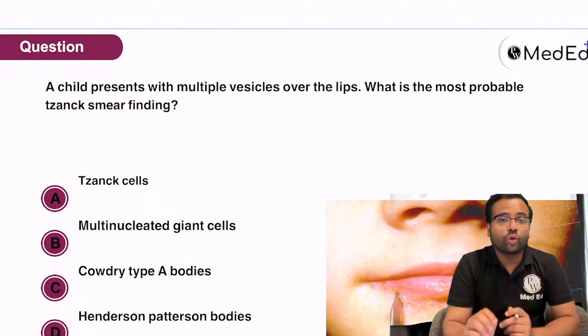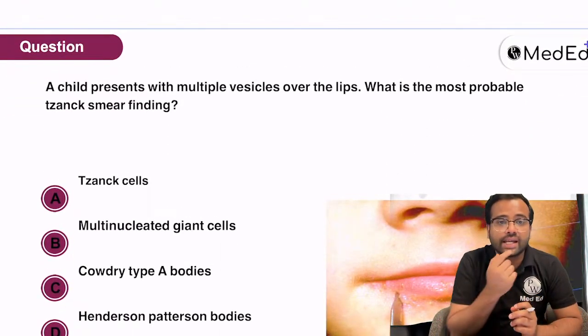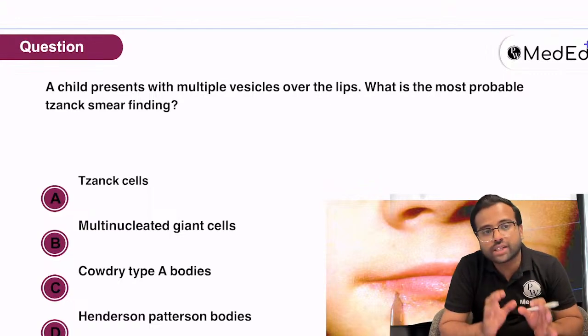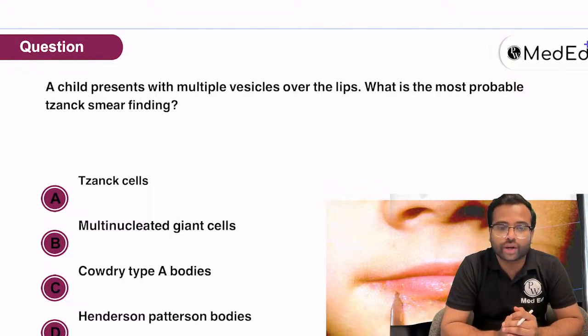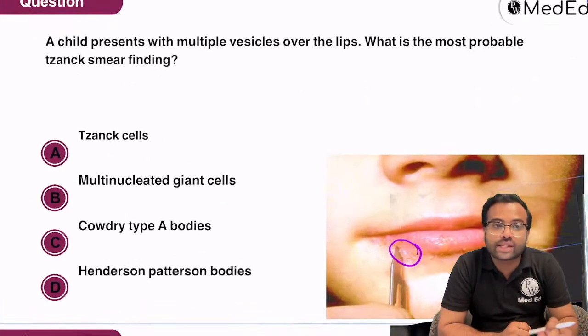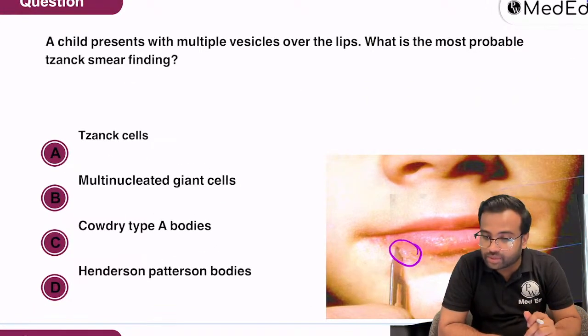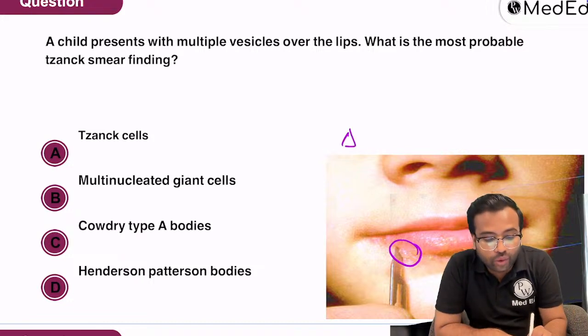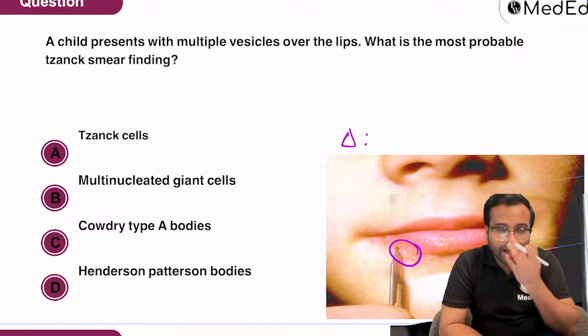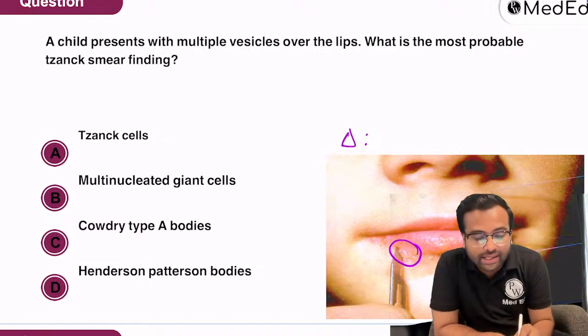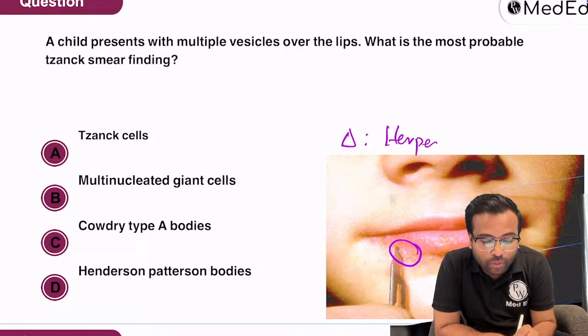There is a child who presents with multiple vesicles over the lips. What is the most probable Tzanck smear finding? So there are vesicles over the lips, and first tell me what the diagnosis should be. So the diagnosis should be herpes labialis, right? So this should be herpes labialis.